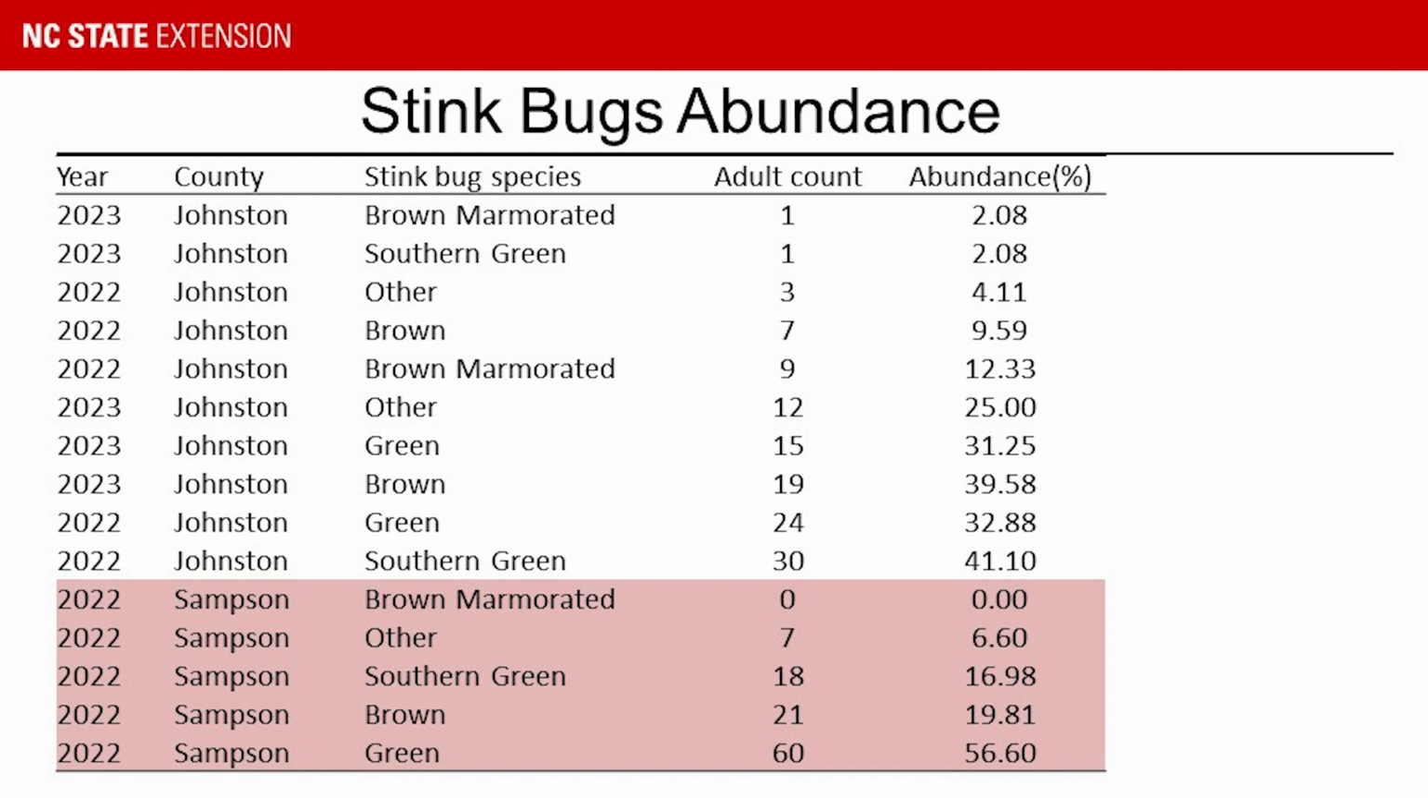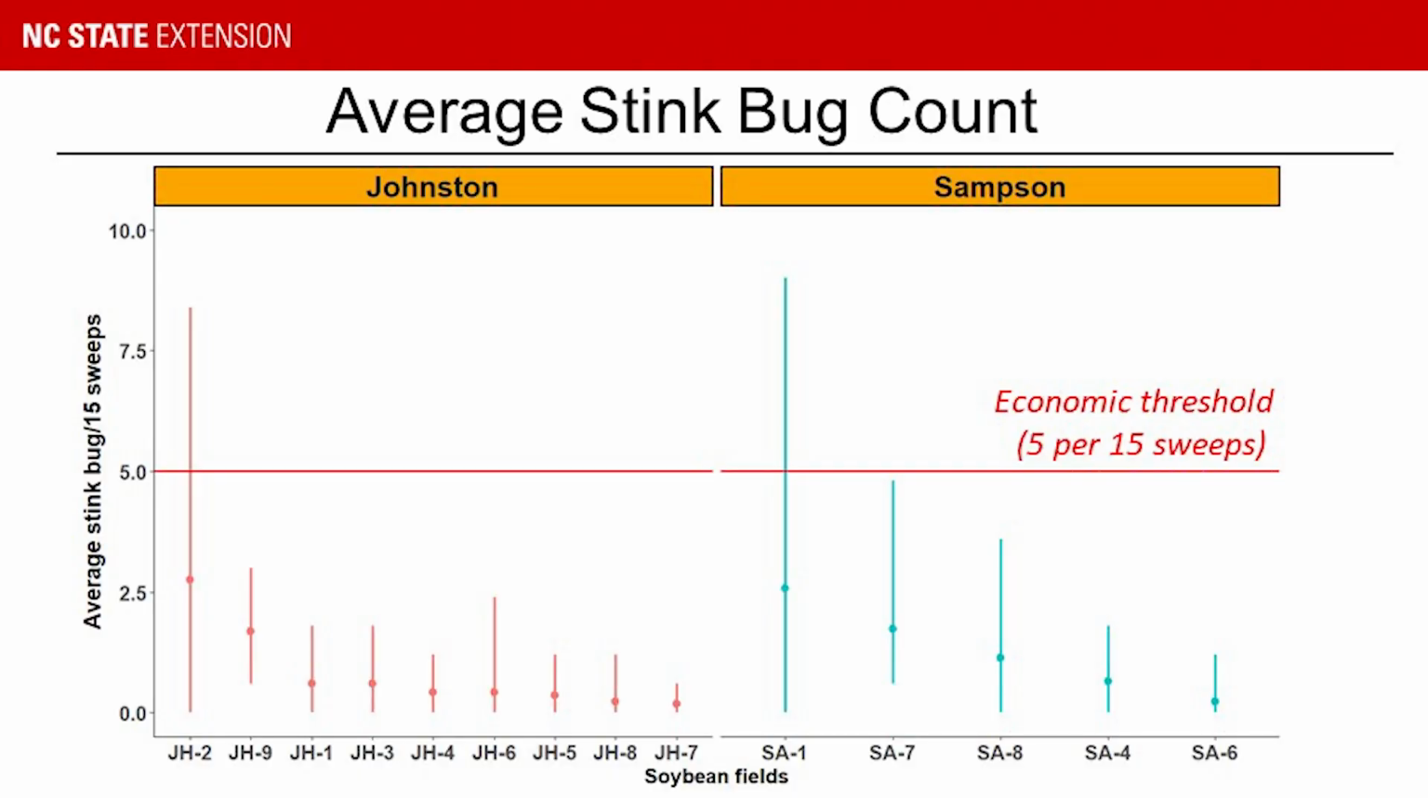So when we break it down, basically our top winners for Sampson County were green stink bugs, southern green stink bugs in Johnston County as far as the percent abundance across these different sites. And what I'll note is that percent abundance is rather deceiving because these numbers are quite low. So we sampled about 250 sweeps per field. So the economic threshold, which I'll get to in a second, would suggest that we're far below economic threshold in many of these instances, but it does give us an idea of the relative abundance of species across these different locations.